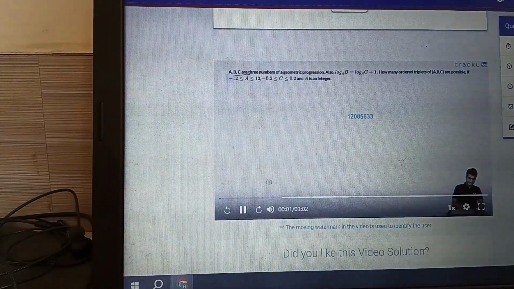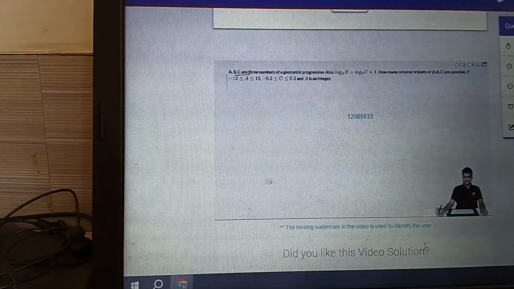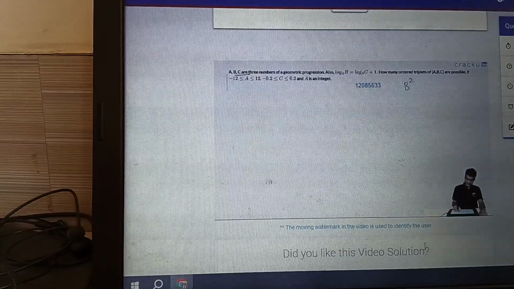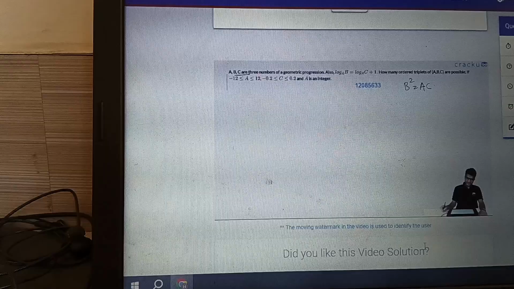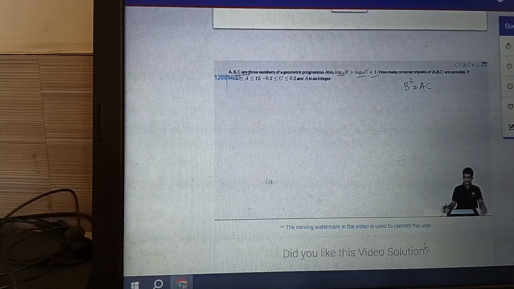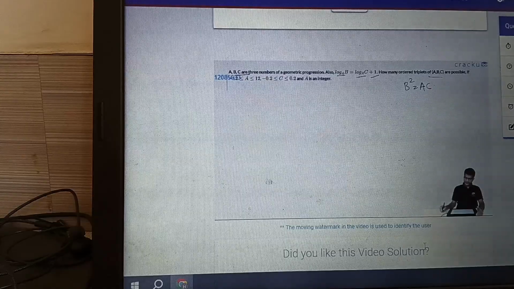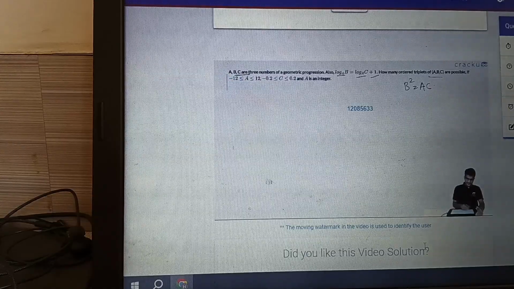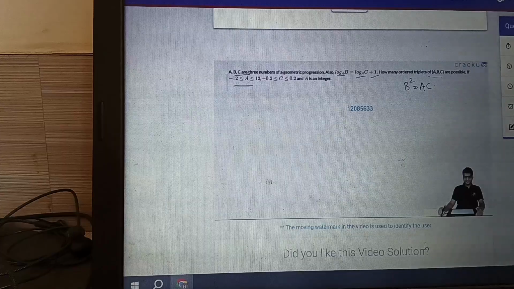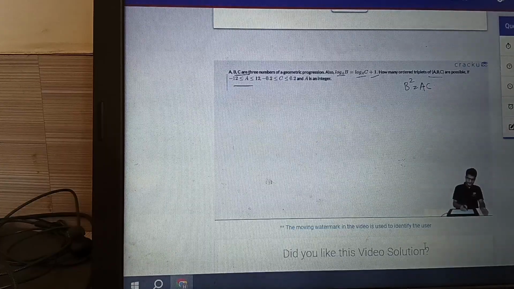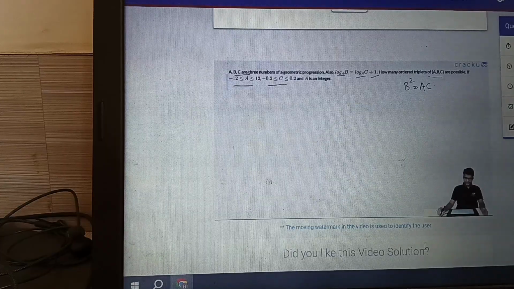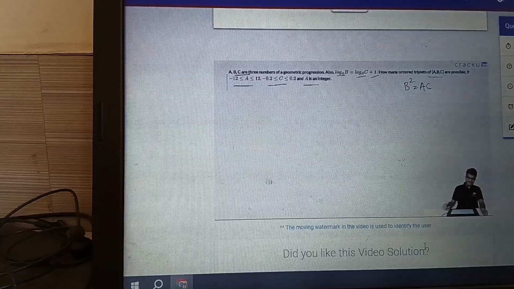In this equation we are told that A, B, C are three numbers which are in a geometric progression. So B square is equal to A into C. We are also told that log of B to the base A is equal to log of C to the base A plus 1. We are asked to find out how many ordered triplets A, B, C are possible if A lies between minus 12 and 12, both of them included, and C lies between minus 0.2 and 0.2. We are also told that A is an integer.